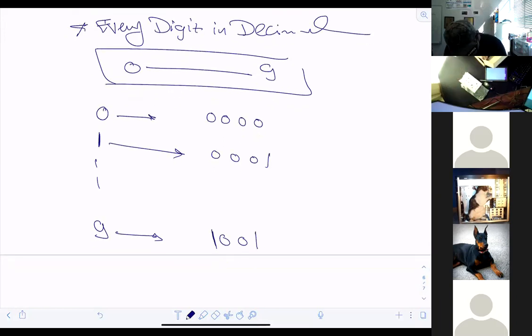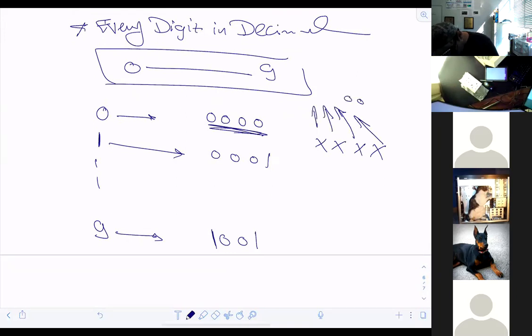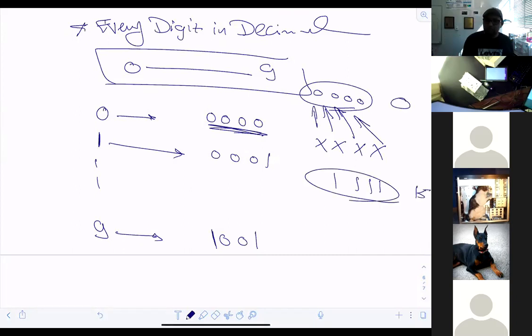But 4 digits can actually represent 0 to 15, right? If somebody tells you I have 4 digits of binary, that means this can be a bunch of 0s or 1s. 0 is actually 0, and all 1s is 15. Sounds good?